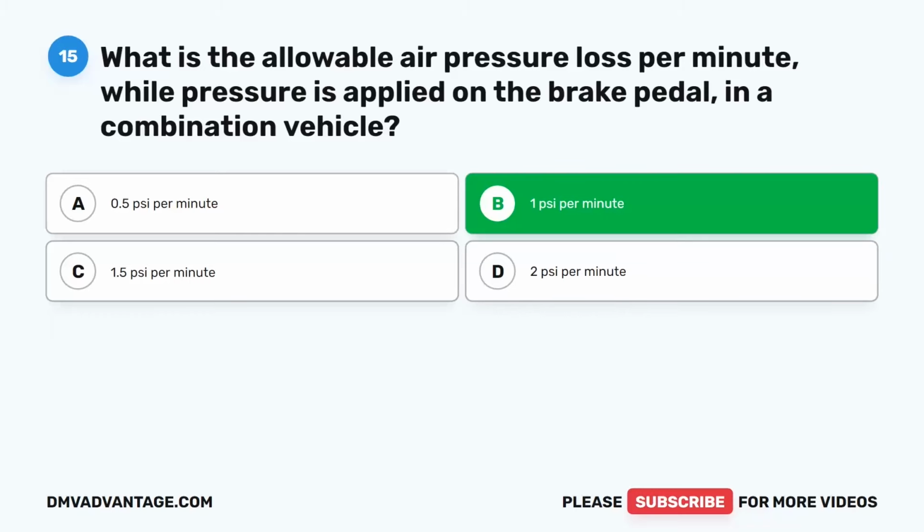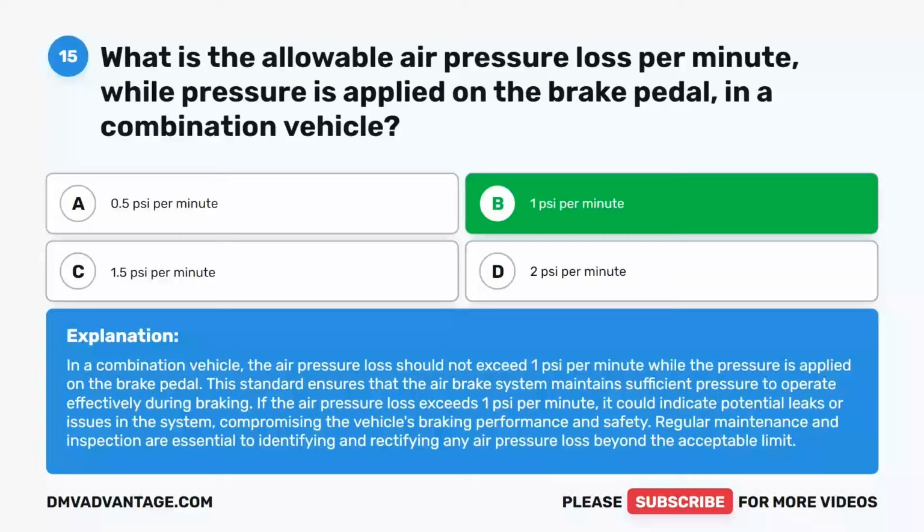1 psi per minute. In a combination vehicle, the air pressure loss should not exceed 1 psi per minute while the pressure is applied on the brake pedal. This standard ensures that the air brake system maintains sufficient pressure to operate effectively during braking. If the air pressure loss exceeds 1 psi per minute, it could indicate potential leaks or issues in the system, compromising the vehicle's braking performance and safety. Regular maintenance and inspection are essential to identifying and rectifying any air pressure loss beyond the acceptable limit.